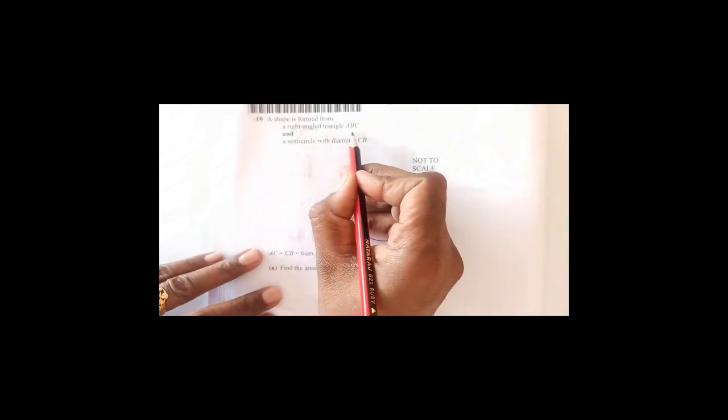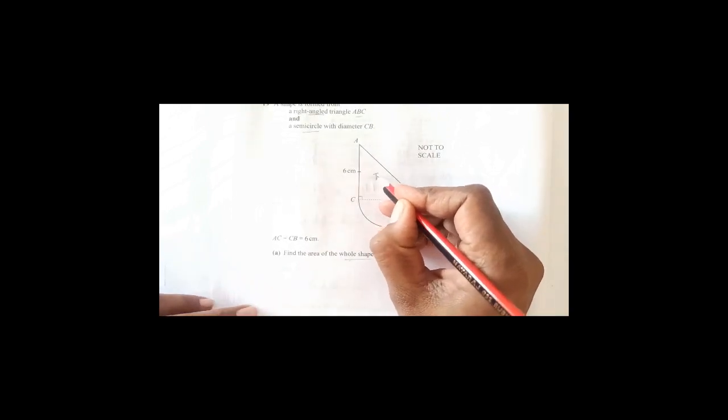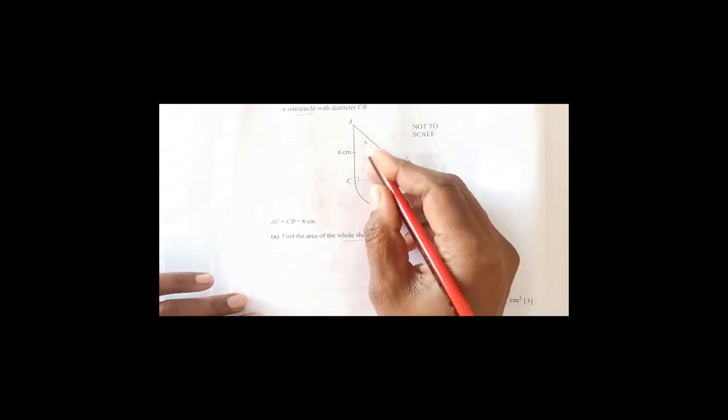So let's see the next number 19. So number 19, we have another shape here. A shape is formed from a right angle triangle ABC and a semicircle. This is a semicircle here. AC is 6 and CB is 6. Find the area of the whole shape. Whole means we are going to find out area of shape 1, area of shape 2, then add together, right? So area of shape 1, this is a triangle. Triangle is half times base times height, right? Half times base is 6 and height is also 6. So 2 times 3, this is 18. So 18 centimeter square is area of the triangle.